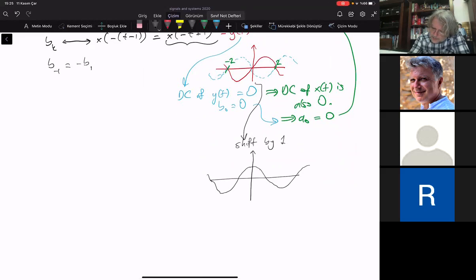Or this cosine, a negative cosine. Sure. So in short, x of t is this kind of cosine form, where this is 2, this peak is 4, and this is minus 2.